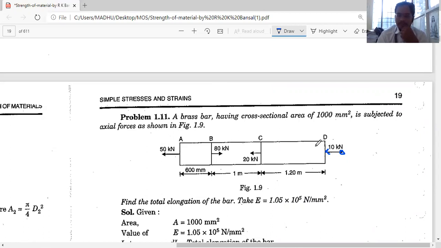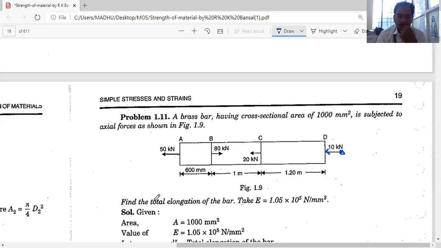So A, B, C, D, there is a member A, B, C, D, and it is subjected to loads at different sections. It is a single member, but at different sections, it is acted upon by forces in different directions. The condition here is that the resultant of these forces applied should be zero. So 50 plus 20 plus 10, it is 80. 80 in the left direction, 80 in the right direction. So the body is at rest. So this equilibrium condition should be used to solve the problems.